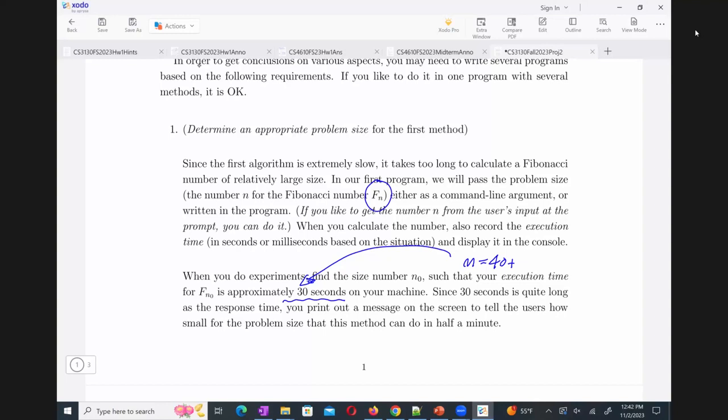When you do experiments, the first method is extremely bad. How bad is it? I didn't tell you how bad it is, if we use the asymptotic notation.